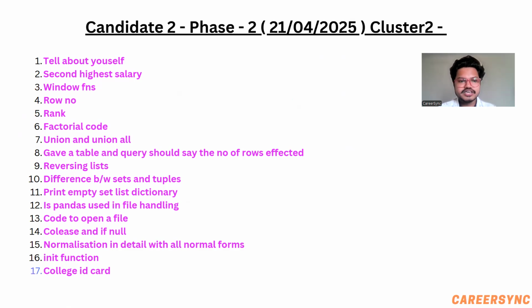Also normalization in detail with all forms, the init function, and a college ID card. So he has shared this type of questions, which are not recognizable to everybody, because I cannot understand what row number or rank means here. He has not mentioned it clearly, so you can understand what it means.